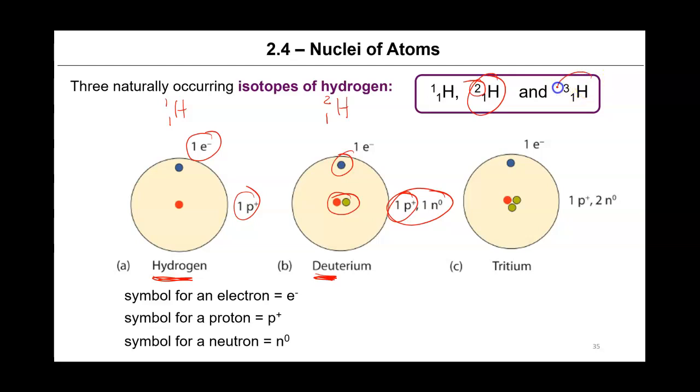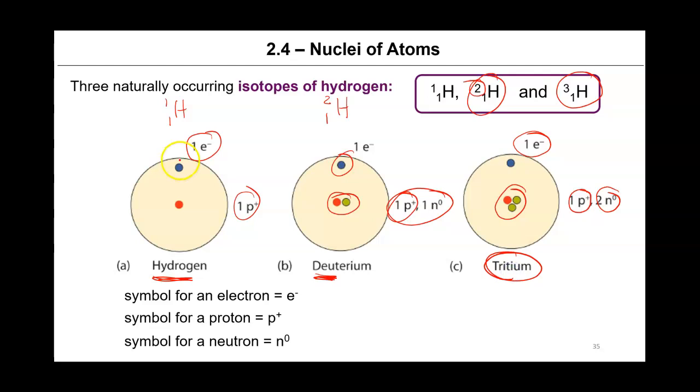The isotope of hydrogen that has mass number 3 and atomic number 1 has 3 particles in total in its nucleus. That's why it has a mass number of 3. 2 of those are neutrons, 1 is a proton. And then to balance out the charge of the proton, it has 1 electron. And the common name for this isotope of hydrogen is tritium.